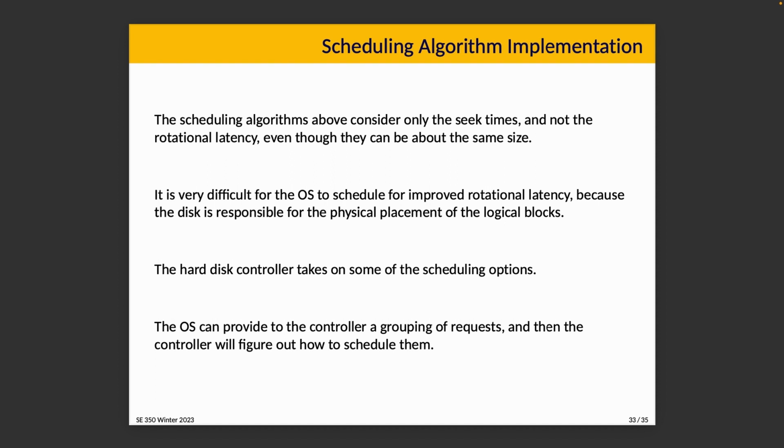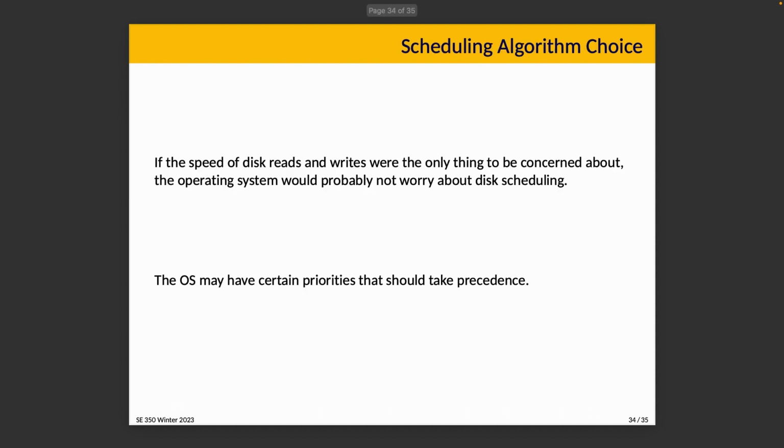We can have an idea of where on disk in the operating system something is stored that allows us to control the seek time, but it's not very helpful in terms of the rotational latency. Thus, in practice, the hard disk controller itself is responsible for taking some of the scheduling options. If the operating system can provide a group of requests to the hard drive, then the controller can try to figure something out for how to schedule them.